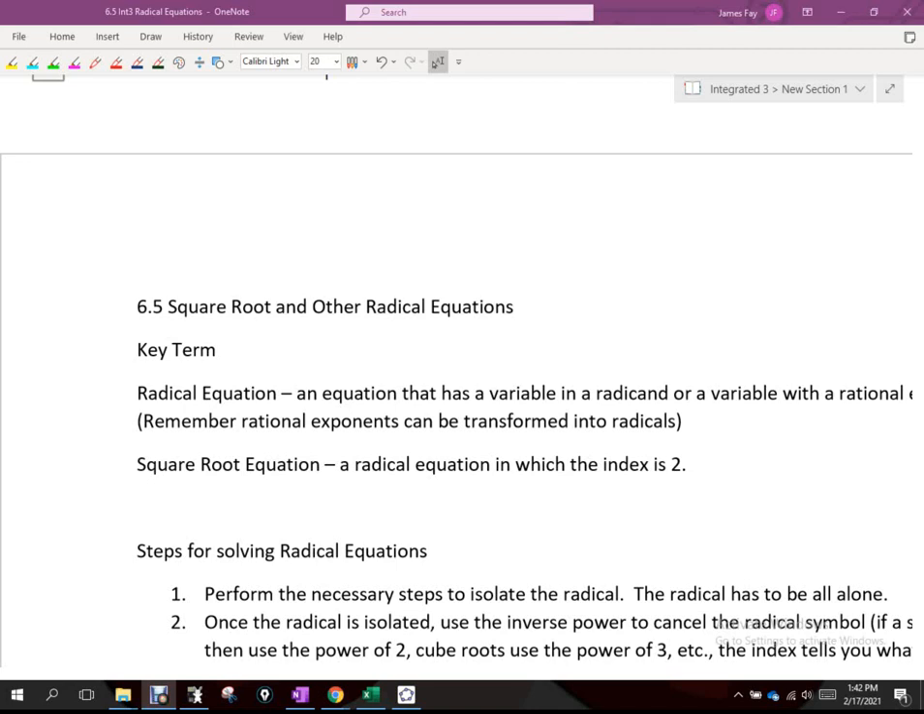The videos I've been providing you on our e-learning days have been targeting square roots and radical equations. When we say radical equation, it doesn't have to be a square root. It could be a cube root, fourth root, fifth root. Predominantly, we work with square roots. We might see a couple of cube roots. But I want to talk about how we solve these equations.